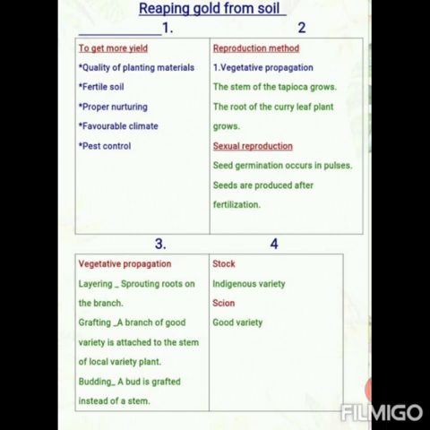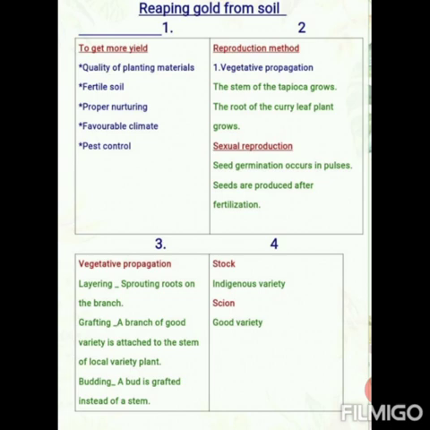Next, we have seen reproduction methods. In that, sexual reproduction and vegetative propagation. In sexual reproduction, seeds are produced after fertilization. And in vegetative propagation, new plantlets can be grown from the stem or from the leaf or from the root of a plant. And we have also seen different vegetative propagation methods. In that, first one is layering, that is sprouting roots on the branch.